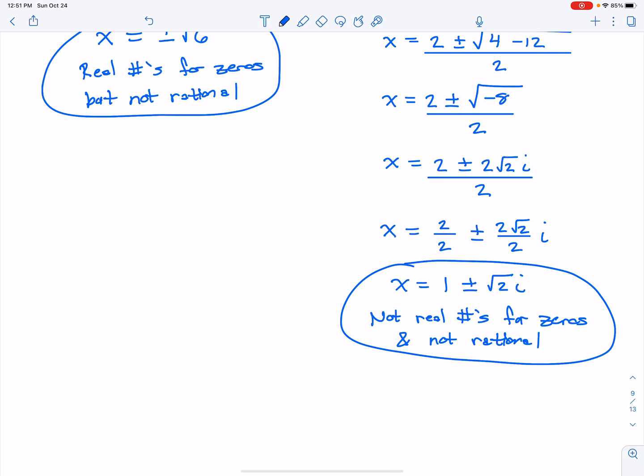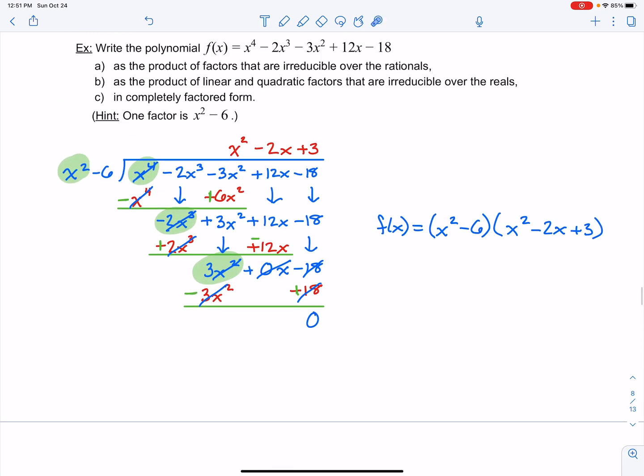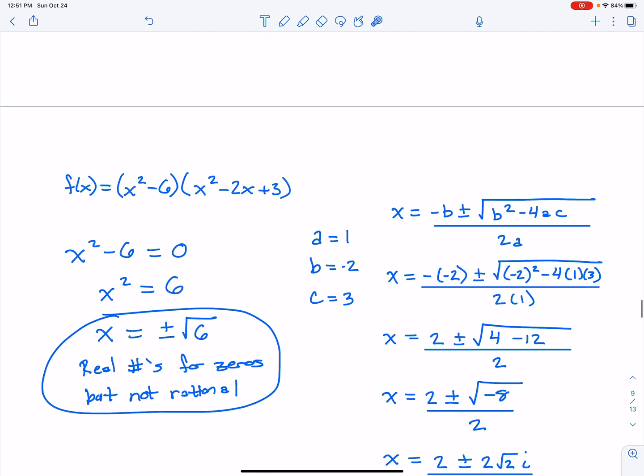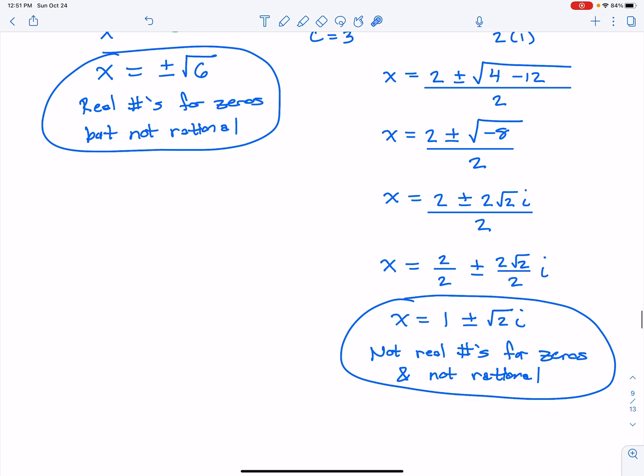So here, if I look at my function, the degree of the function that we started out with was a 4th degree polynomial. I have 2 zeros from this quadratic, and I have 2 zeros from this quadratic. So I have 4 zeros altogether. That's the degree of our function, so these are all of the zeros of our function.